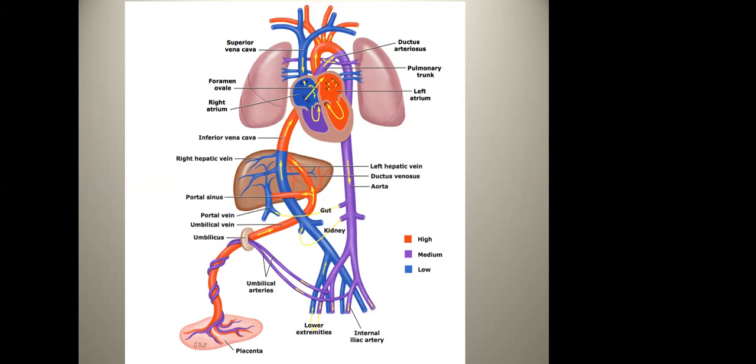As I said, through the ductus venosus, it will be mixed with the poorly oxygenated blood which comes from the lower part of the fetal body. This combined blood enters the right atrium.